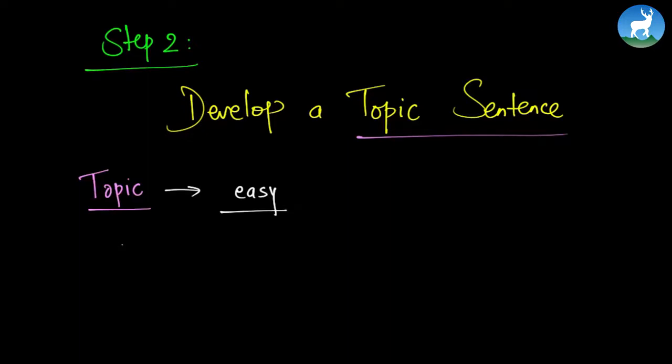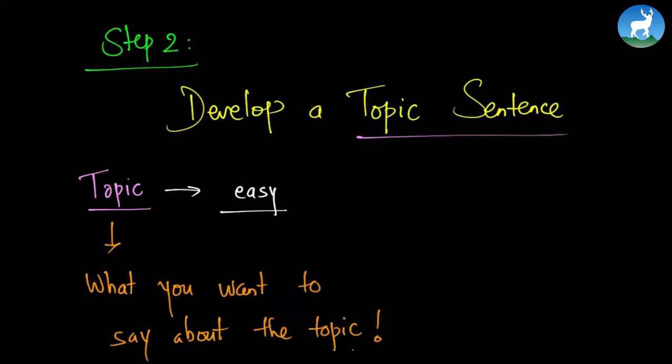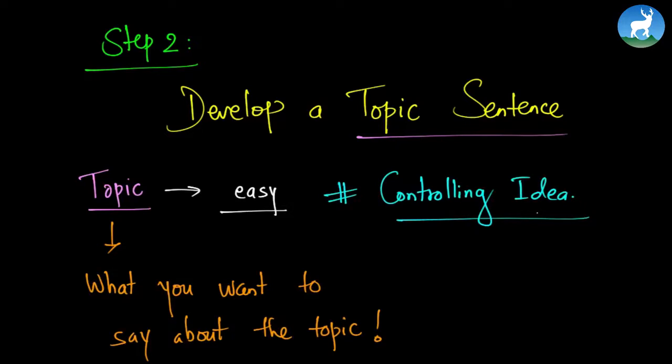So what is the question? What do you want to say about the topic? What do you really want to say about the topic? So the question turns into that, right? Now the concept is sometimes called controlling idea. You've got to control your idea because there would be so many ideas passing through your mind. You've got to know what you want to say about the topic, right?